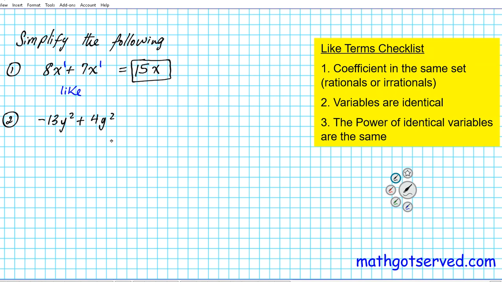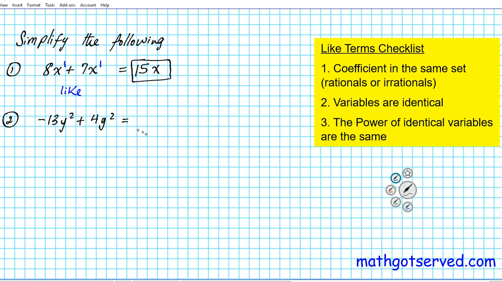Okay, let's take a look at these two terms and check to make sure they are like terms. The coefficients negative 13 and 4 are both rationals. They're both integers, and we know every integer is rational. So negative 13 and 4 are both rationals, which is good. The variables are identical, y and y, and their powers 2 and 2 are the same.